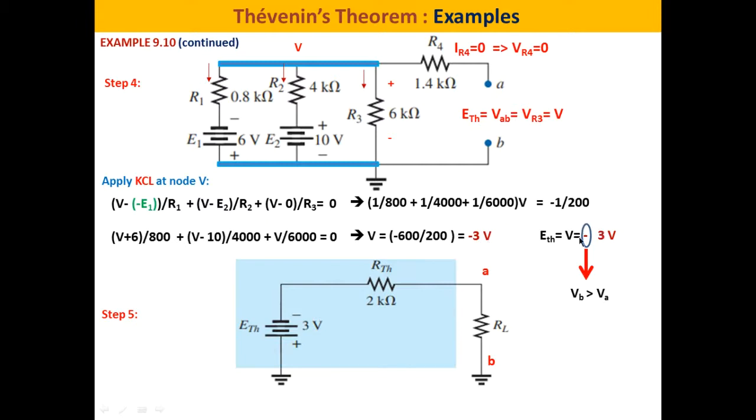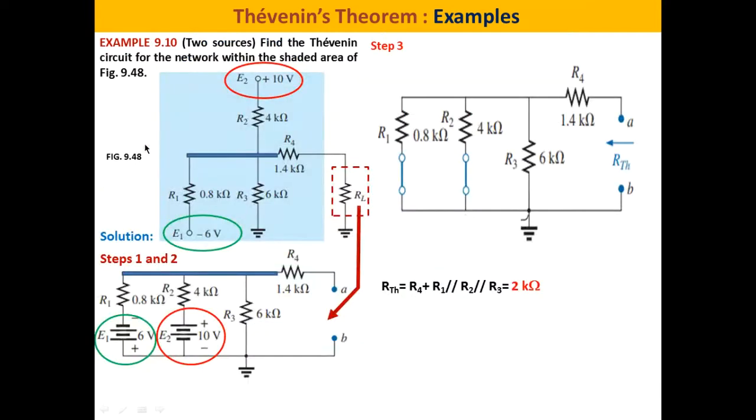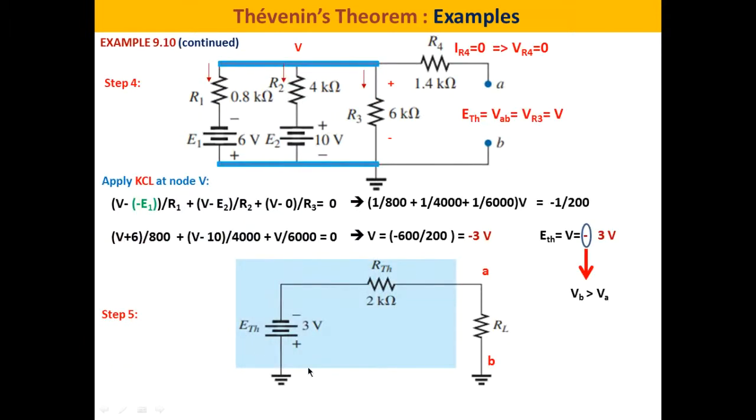What does the negative sign mean? It means that VB is greater than VA, because here we have calculated VAB. So VB is greater than VA. It means that the positive terminal of the voltage source, E Thevenin, is at B, and the negative terminal is at the A side. So step number 5, we have replaced this highlighted portion of the circuit by its Thevenin equivalent circuit.